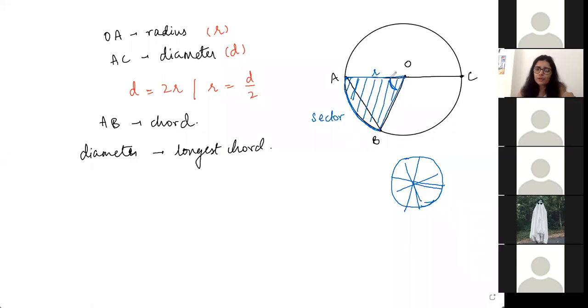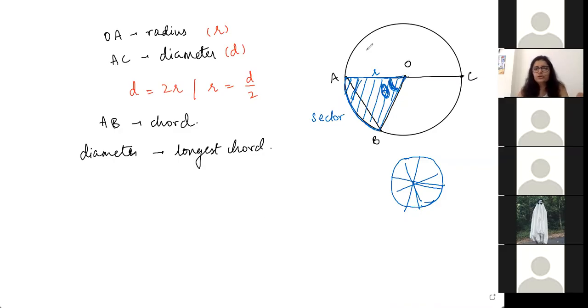And also, what is the angle at the center? It is enclosed by 2 radii, right? So the angle between those radii, call it theta, the Greek letter theta. So this particular shape is called a sector. If you think of a pizza slice, it's a sector.